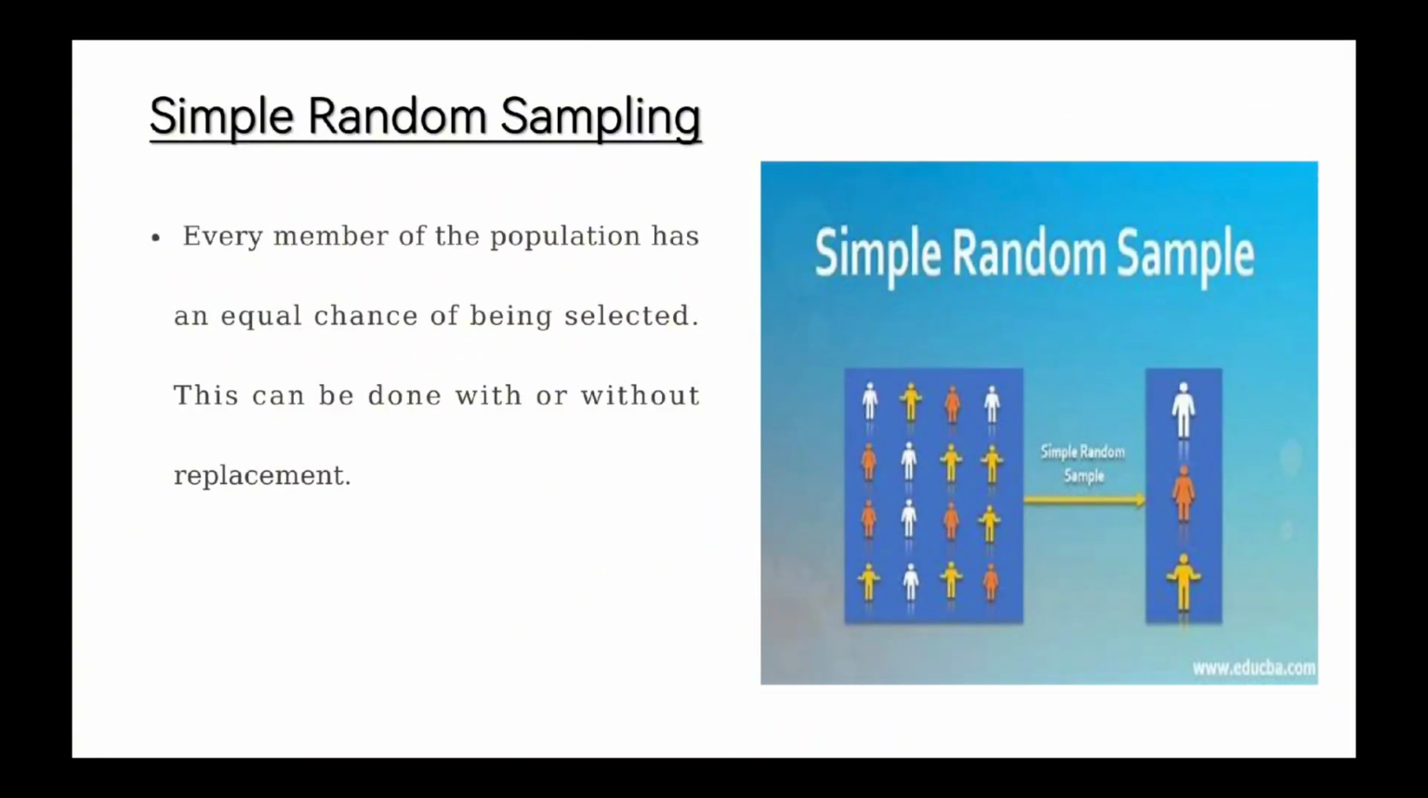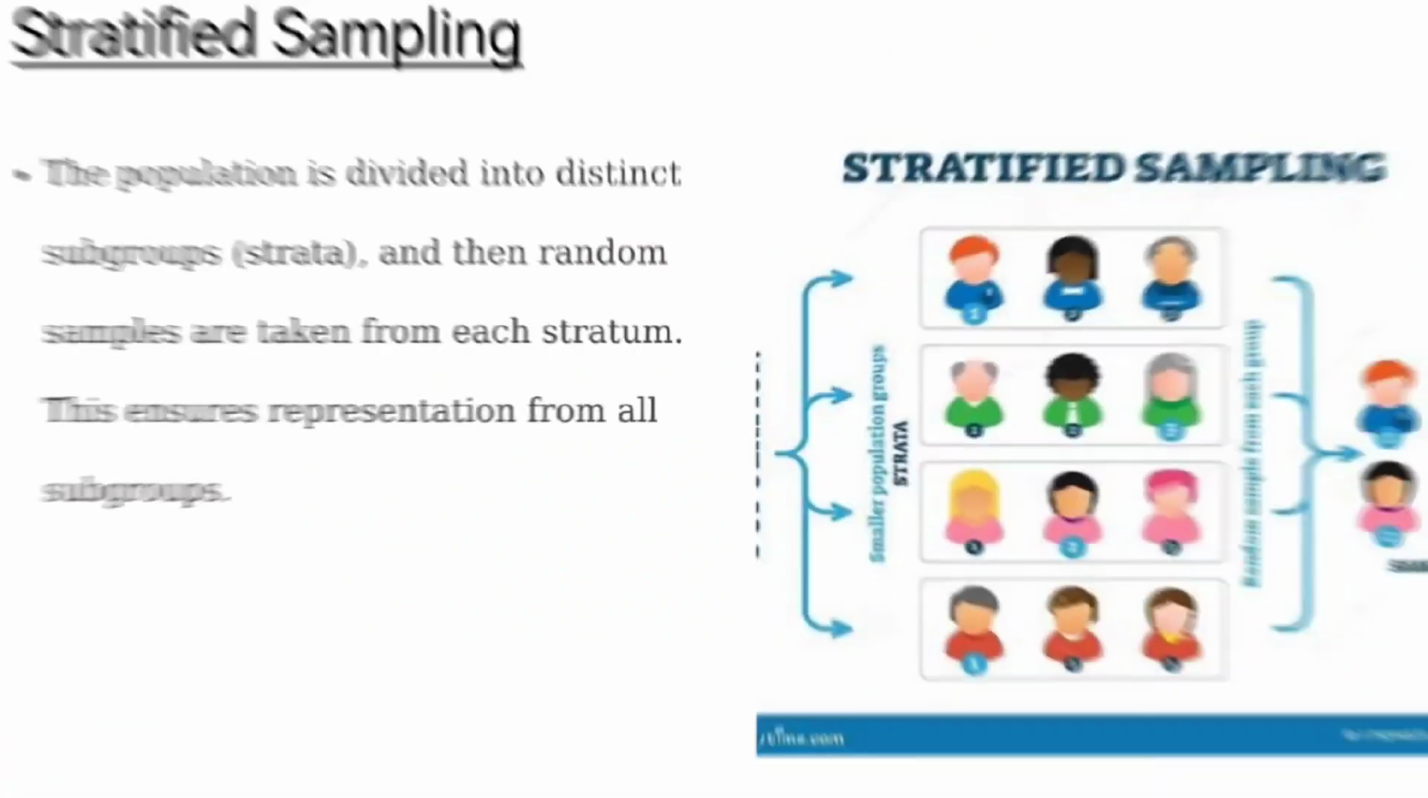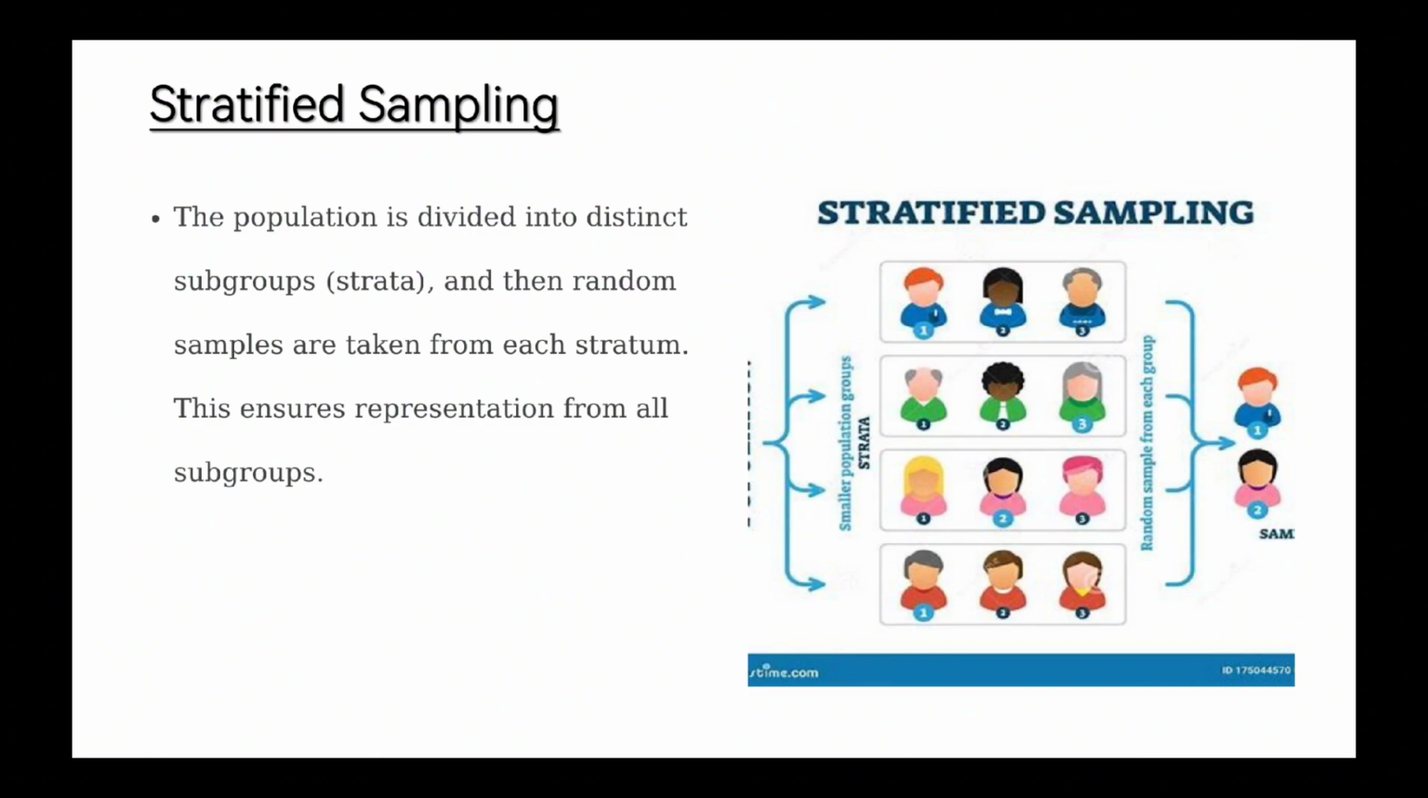Number 1, simple random sampling. Every member of the population has an equal chance of being selected. This can be done with or without replacement. Number 2, stratified sampling. The population is divided into distinct subgroups which we call strata, and then random samples are taken from each stratum. This ensures representation from all the subgroups.